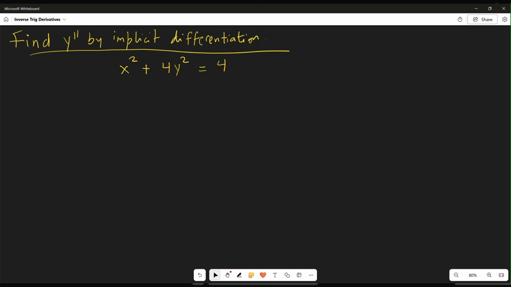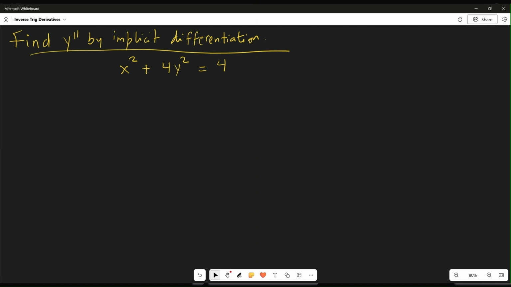Okay, let's find the y double prime, or you can say second derivative, by using implicit differentiation for the following equation. And even if they do not state implicit differentiation, simply seeing an equation, we can tell implicit differentiation is being applied here, which is simply that y is a function of x and you have to take the derivative on both sides. Okay, let's get started.